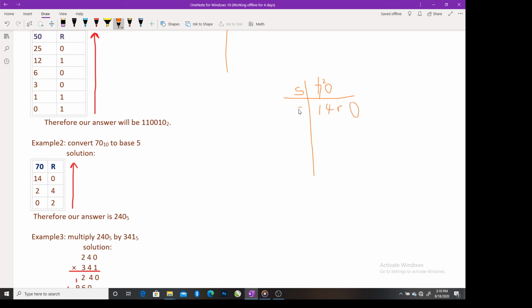Then you check again. 5 in 14. 5 times 3 is 15, so that will be 2, remainder 4. Check again, 5 in 2, that is 0. Remainder 2, because 5 cannot go into 2. So that's where you stop. The final answer, following this arrow, I'm going to be having 2, 4, 0 in base 5. Can you see this? So this gives your final answer.